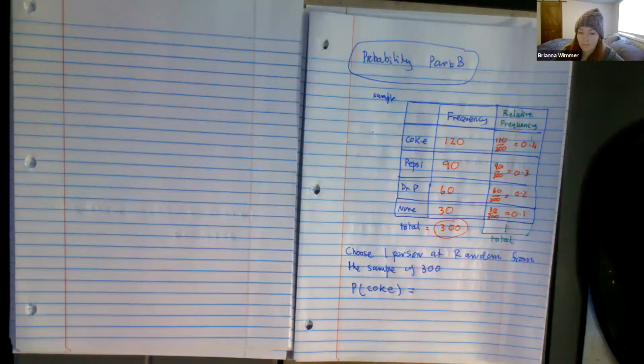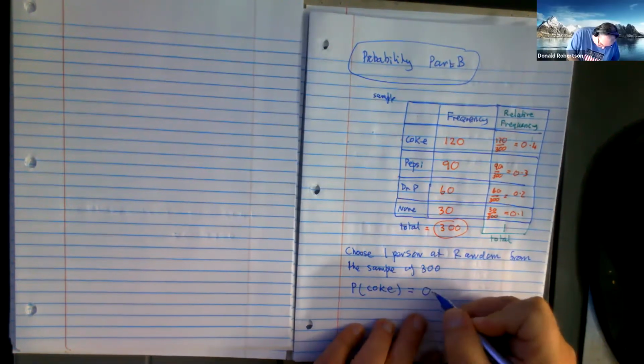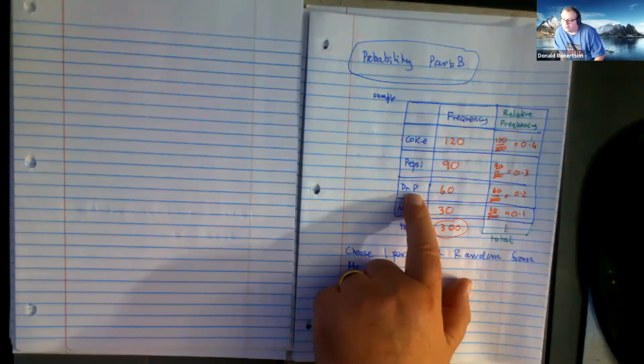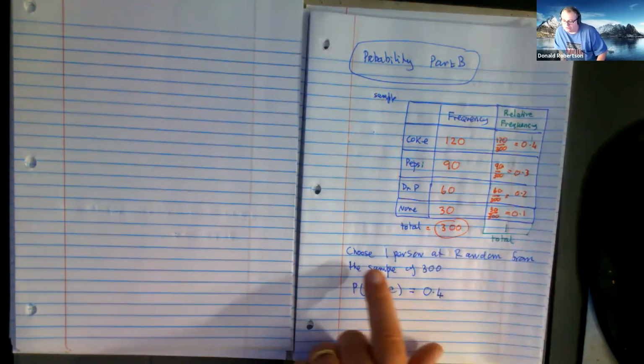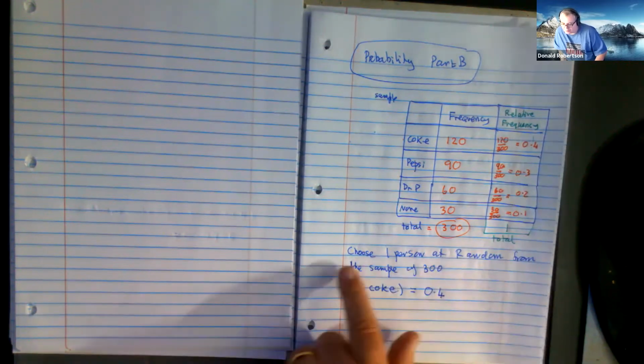0.4. Yeah. So in other words, isn't the relative frequency in this context the same thing as the probability of you picking one person from that sample and getting that answer? So the probability that they like Dr. Pepper, won't that be 0.2? And the probability that the one person you chose didn't like any of them, wouldn't that be 0.1? So do you see that these relative frequencies allow you to answer this type of question where you just choose one person from the sample and you're interested in what they're doing?